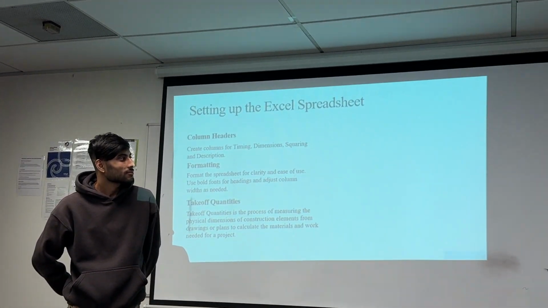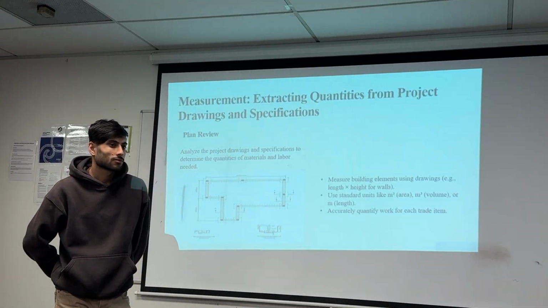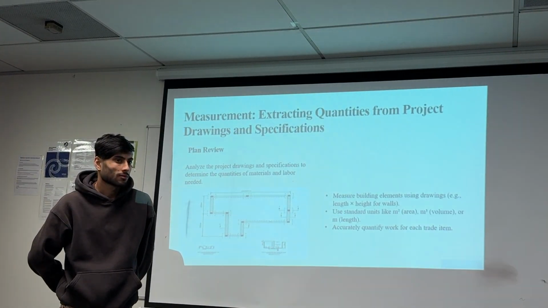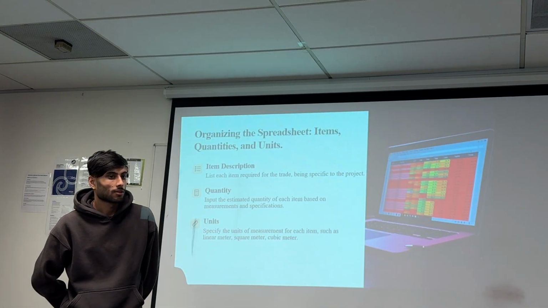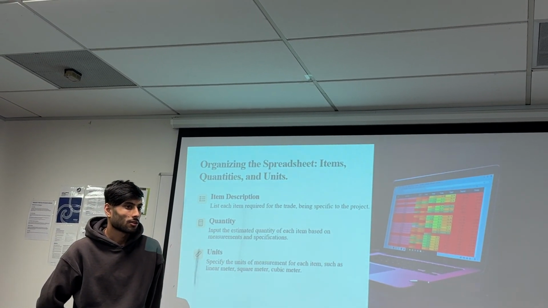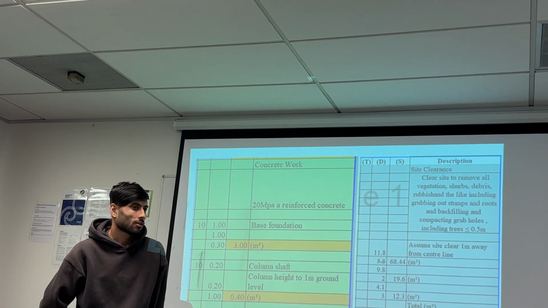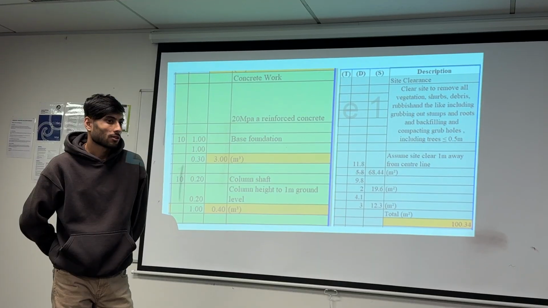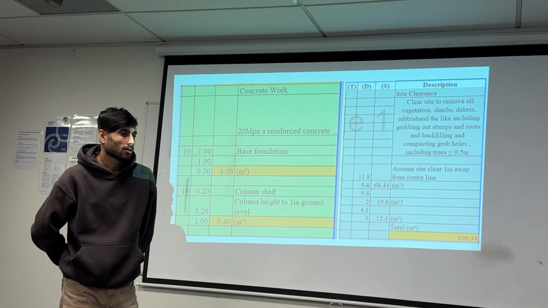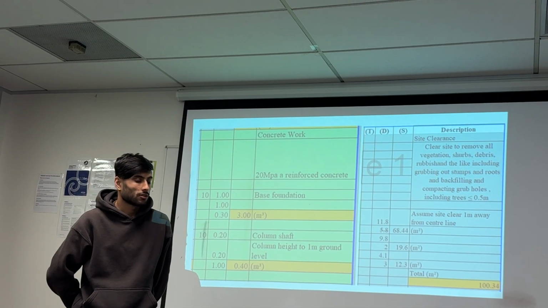Then how do you approach quantifying the different building elements? What are the steps you consider once you are quantifying the building elements? As an example, site clearance. How do you approach the quantifying part? What are the steps you follow? First, we need to read the drawing.